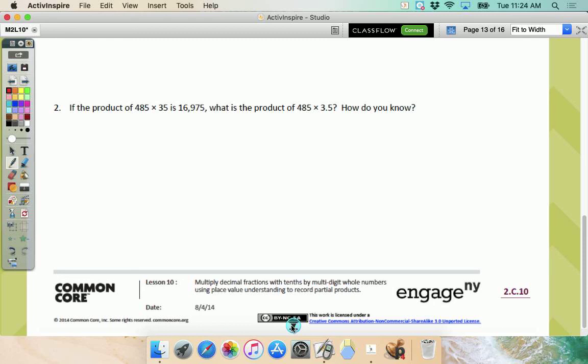What would happen if I take 485 times 35 tenths instead? Tell your table group. What do you think is going to happen? You would get 1,697.5. You're multiplying the same thing.